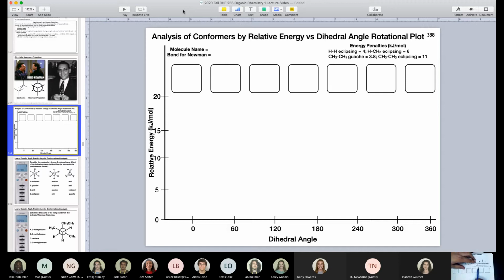So these are all eclipsing, eclipsing. There's a gauche. We'll look at where you find that, and then they're eclipsing. So each H-H eclipsing has a 4 kilojoules per mole energy penalty. So let's go ahead and plot the dihedral angle versus the energy penalty. The first thing we're going to draw in this box here is the staggered conformation.